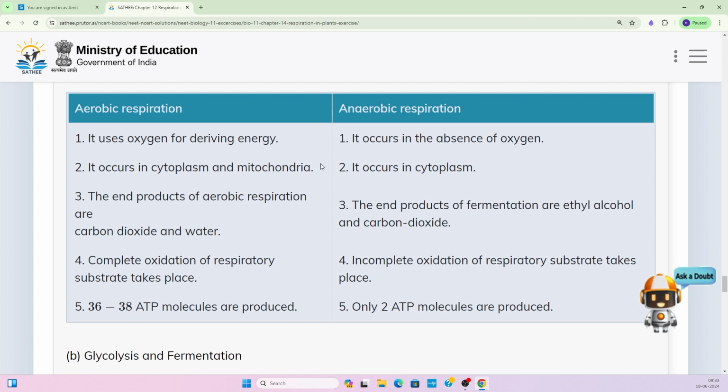Now here you can see the difference between these two. 36 to 38 ATP molecules are produced in the process of aerobic respiration, whereas in the case of anaerobic respiration, only 2 molecules of ATP are produced.